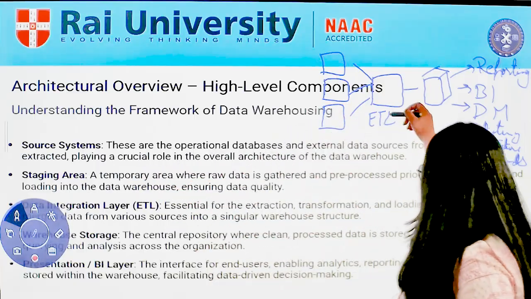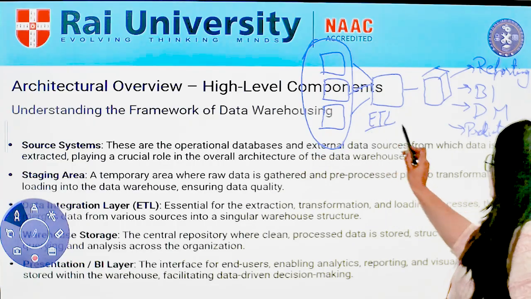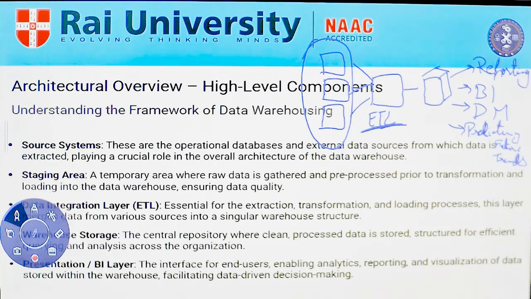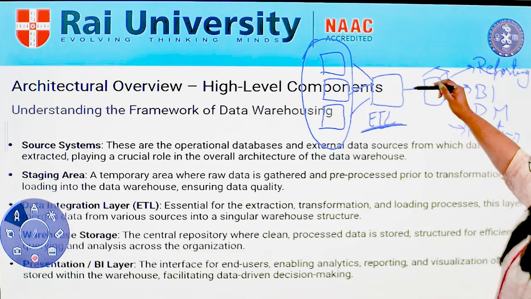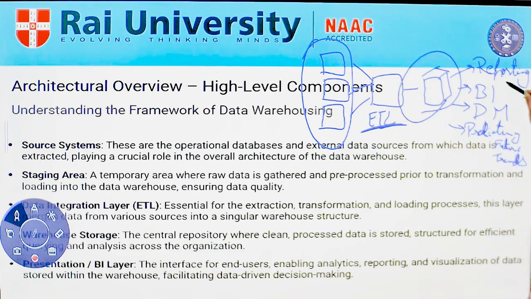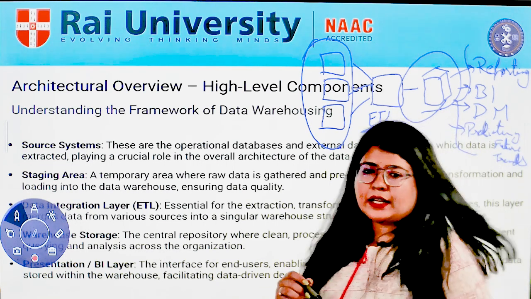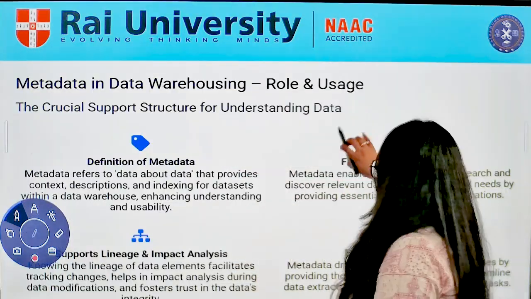So source systems, which are our operational sources. Then the staging area, where we do the ETL process, where we gather the data, and extract, transform, and load it. Then our data warehouse, which is the storage, and then the presentation area, which is used for reporting, BI, and analytics purposes.